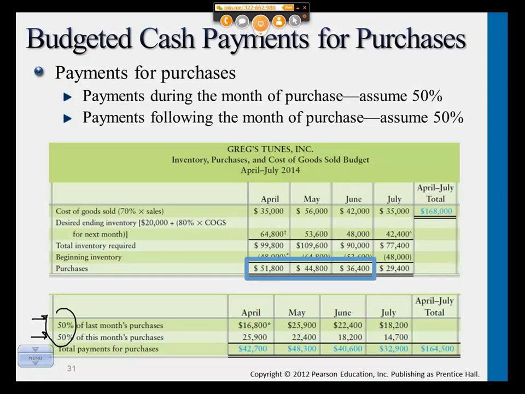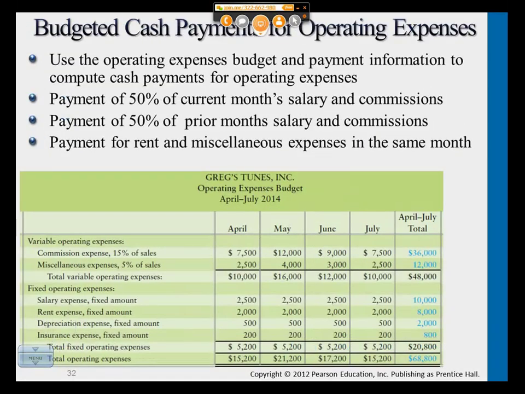All right, so we have the next part, which is your budgeted cash payments for operating expenses. Now, these are just a tad complex, so let's look at how we're dealing with the operating expenses. All right, so we're going to use our operating expenses budget and payment information to compute all our cash payments.